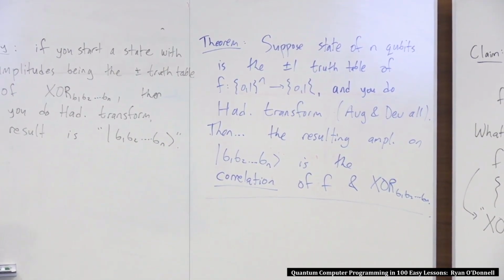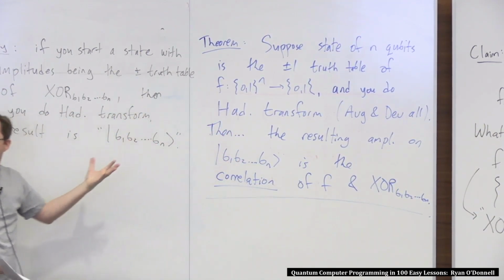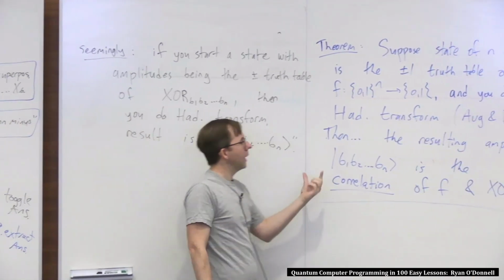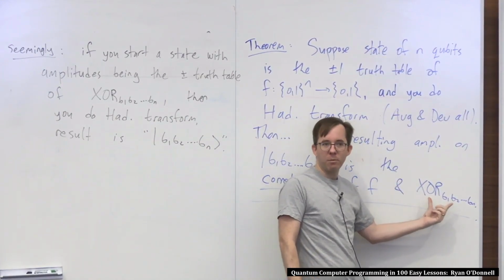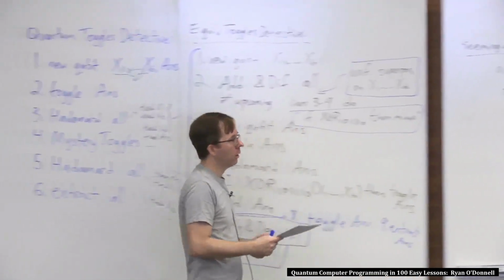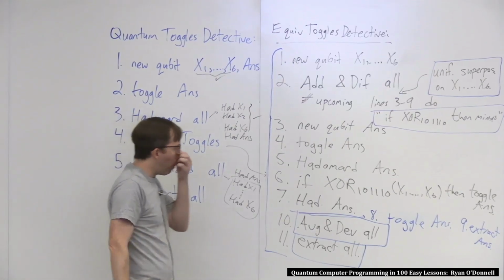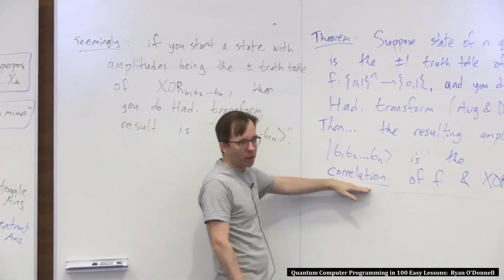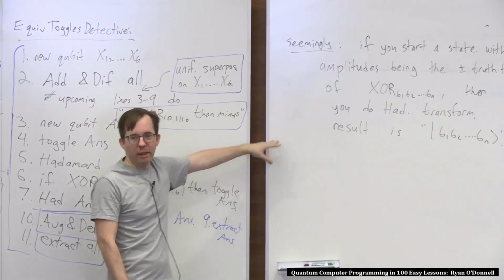So you load in the f's truth table, do the Hadamard transform, then you get 2 to the n numbers, all the new amplitudes. And those 2 to the n numbers encode the correlation, which I'll define in a second, of the function f with all the 2 to the n different bit-masked XOR functions. All those correlations are like the new amplitudes. But if you take an intuitive meaning of what correlation means, this should resolve this seemingly in your mind.